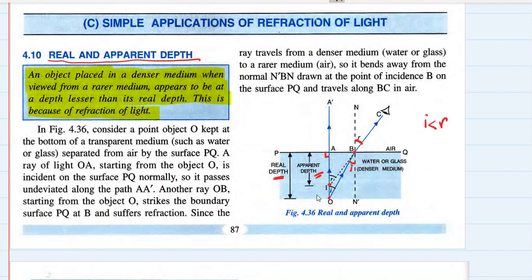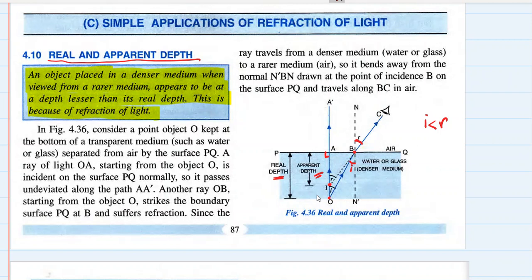Any object which is submerged in a denser medium, or put inside a denser medium, appears to be refracted, or appears to have shifted when viewed from a rarer medium. So this is not only about the coin. Even if you put a pencil, it appears to be bent at the surface separating two media.